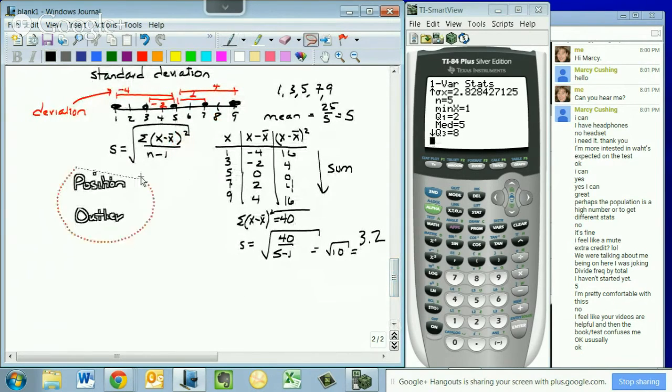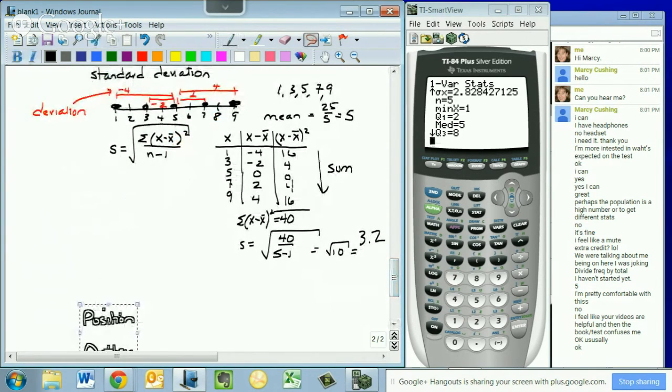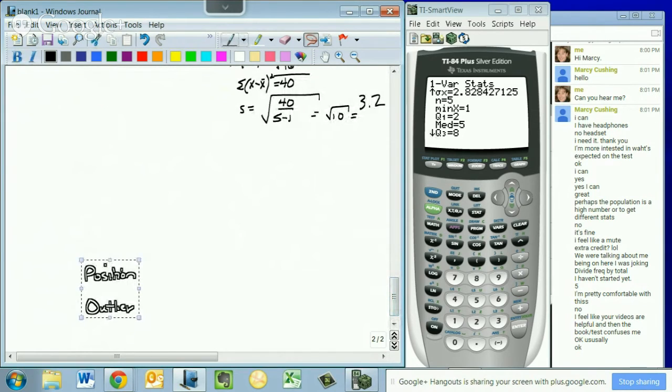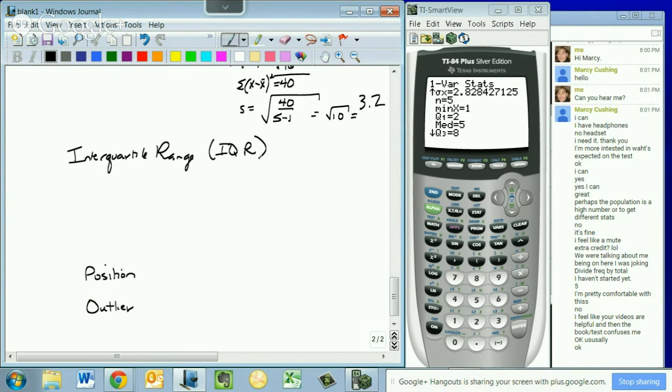Another measure of spread, which is resistant to extreme values, is the interquartile range. Okay, interquartile range. So interquartile means, inter means between. Quartile, we'll talk about in just a minute what a quartile is. And then range is the distance between two values. So we're going to look at the distance between the quartiles, and specifically the first quartile and the third quartile.